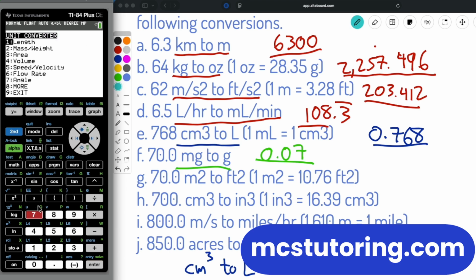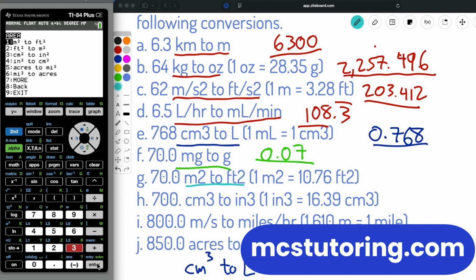Okay, we're going to go back. We're going to go meters squared to feet squared. That's going to be a simple area conversion here. We have a distance squared to a distance squared. That's typically an area. So you can go meters squared to feet squared. That's option 1.